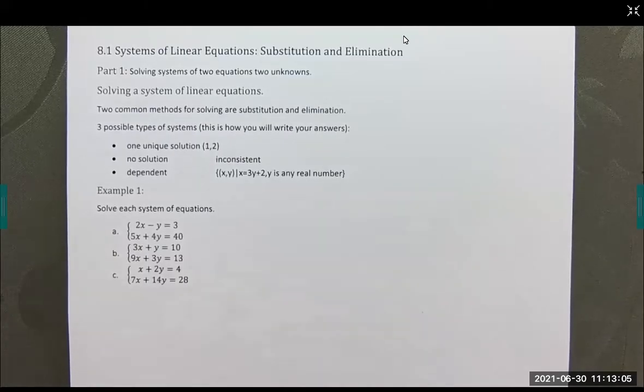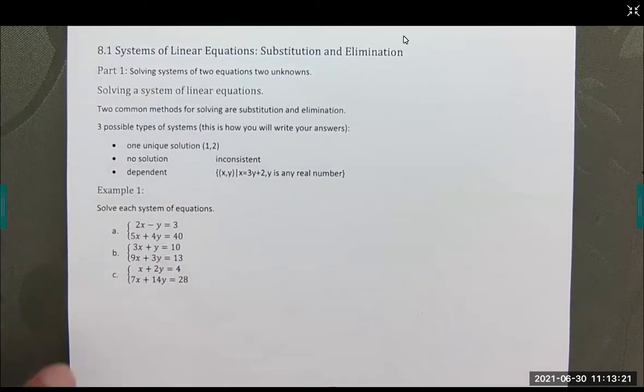Hey everybody, welcome back. We are to chapter 8, where we only have a few sections to do. This first one is important, and we run into quite a few different word problems as we do this. We're doing systems of linear equations, and there are two main methods that we use.